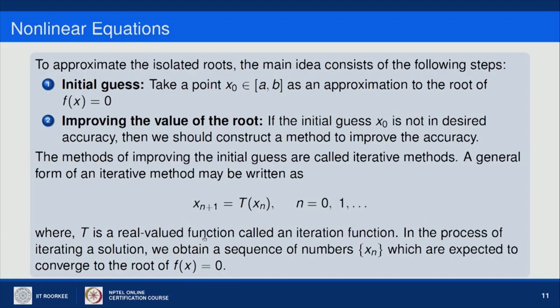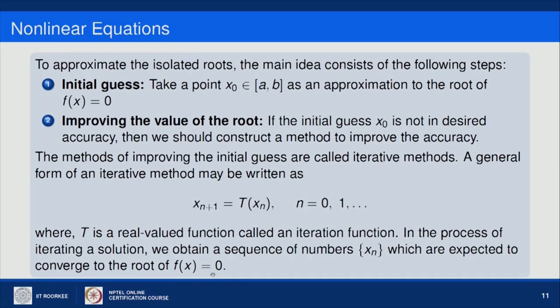Here T is a real valued function called an iteration function. In the process of iterating a solution, we obtain a sequence of numbers x(n) which are expected to converge to the root of f(x) equals to 0. Like here, we will start with x naught. Then using this iterative equation, we will find x1. Then using x1, we will find x2 and so on. Now, in the previous slide, I told you that we obtain a sequence of numbers x(n) which are expected to converge to the root of f(x) equals to 0.